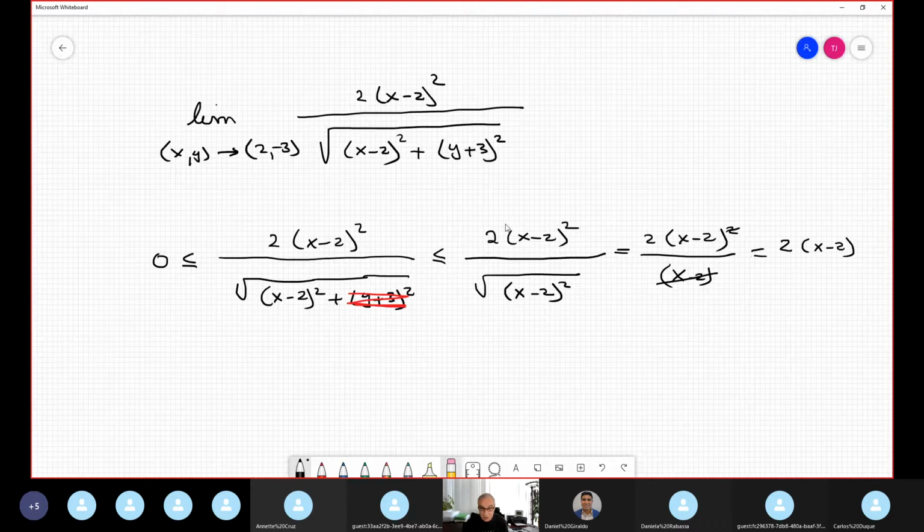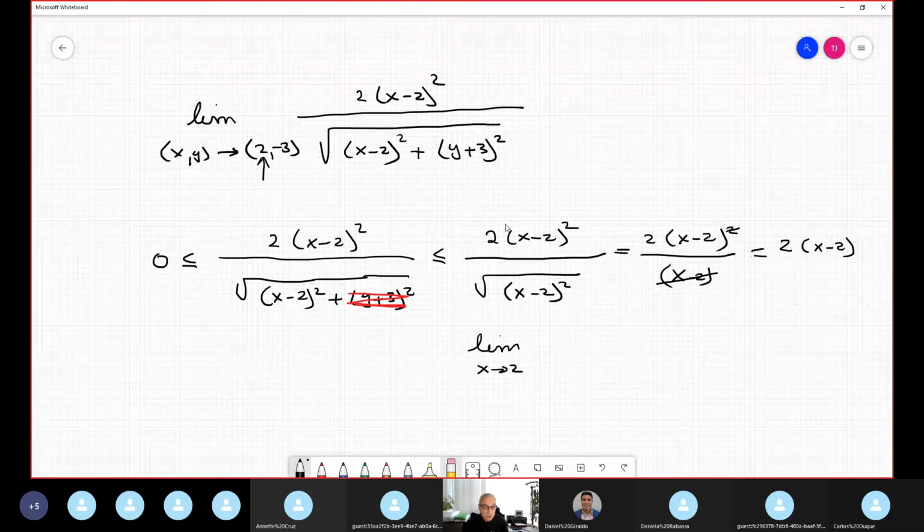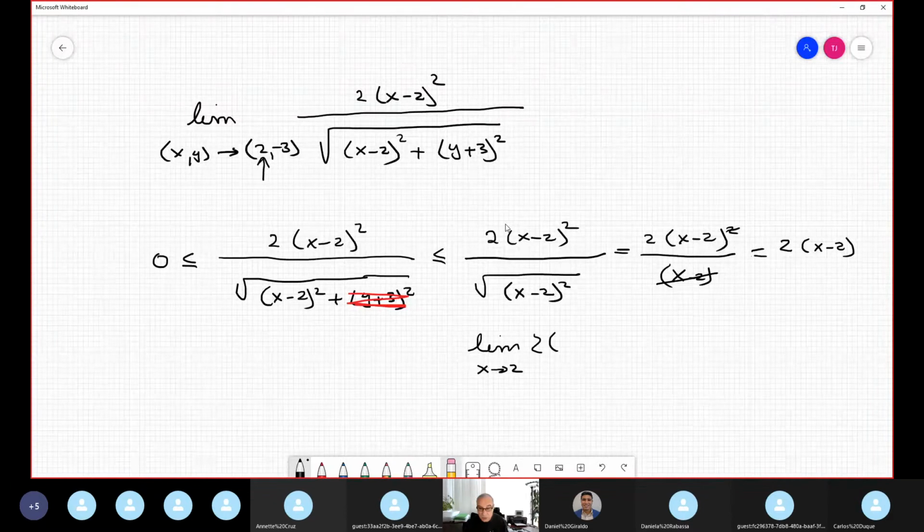So now you apply the limit, single variable, the limit as x approaches 2 of this expression, 2x minus 2. Okay, the x value at the beginning, look, is 2, and 2 minus 2 is 0. It's 0 here and 0 here. According to the squeeze theorem, the limit is 0.